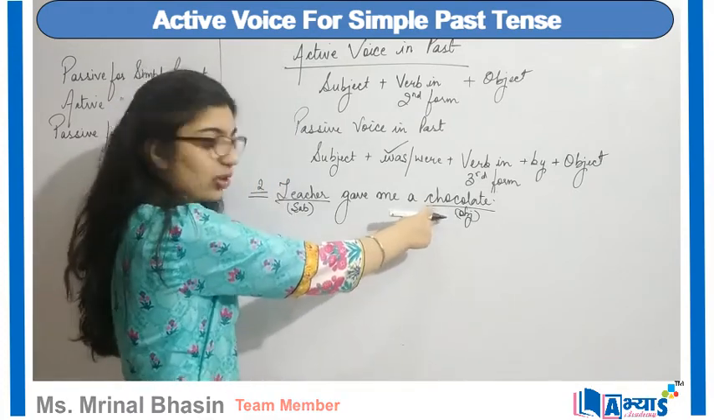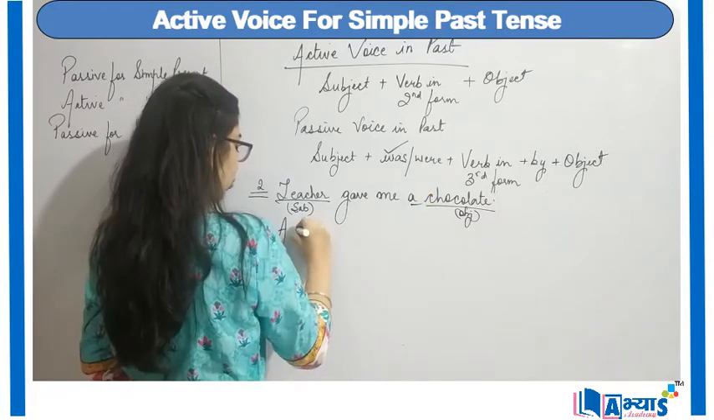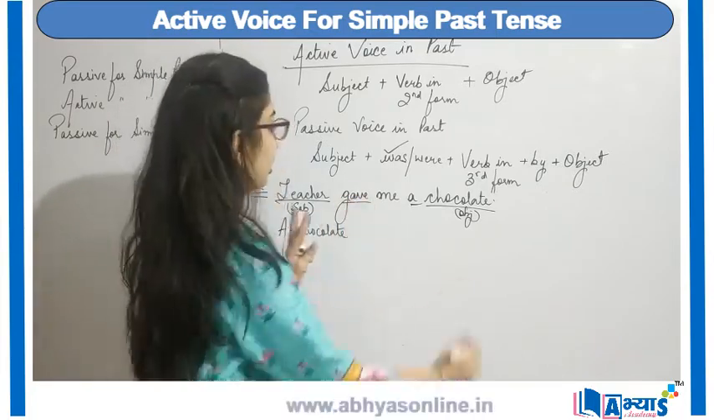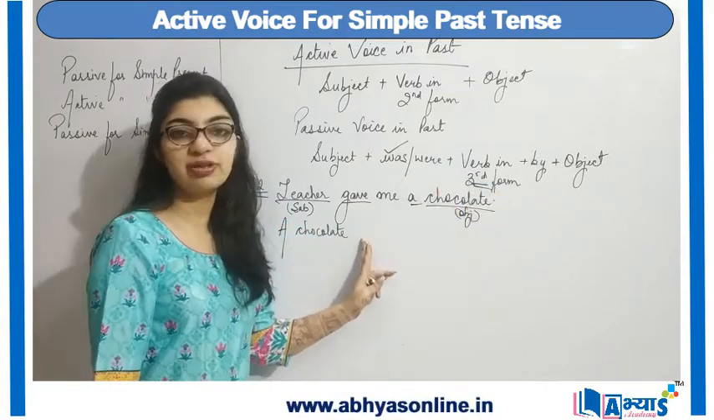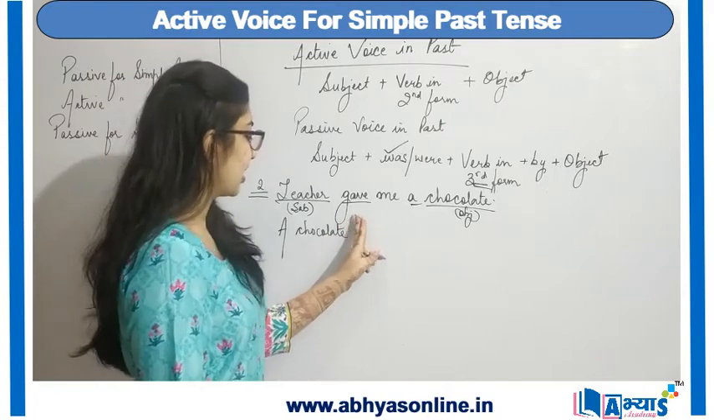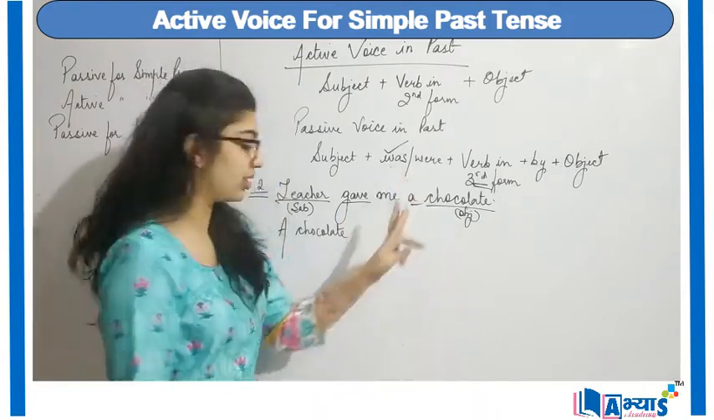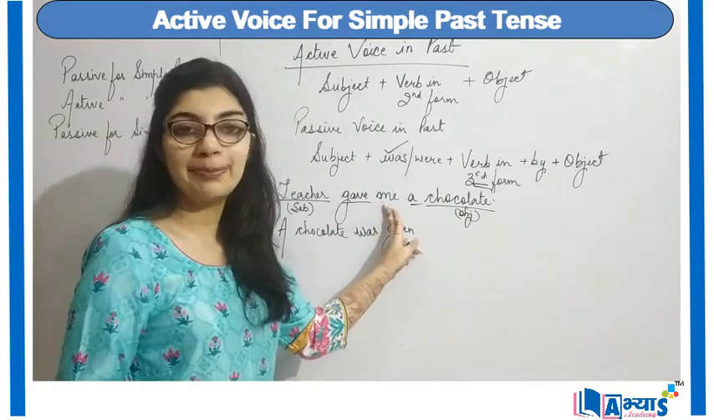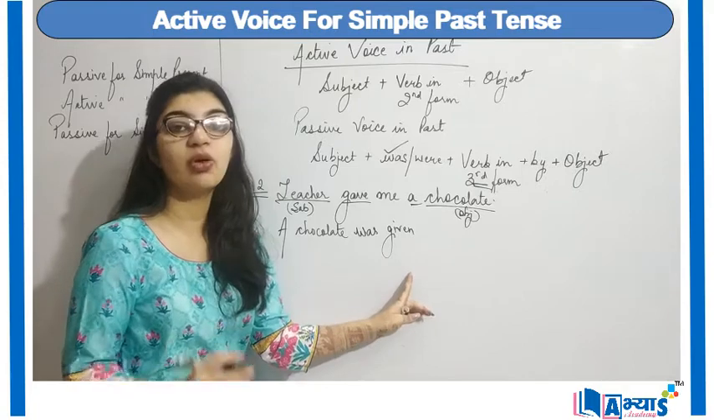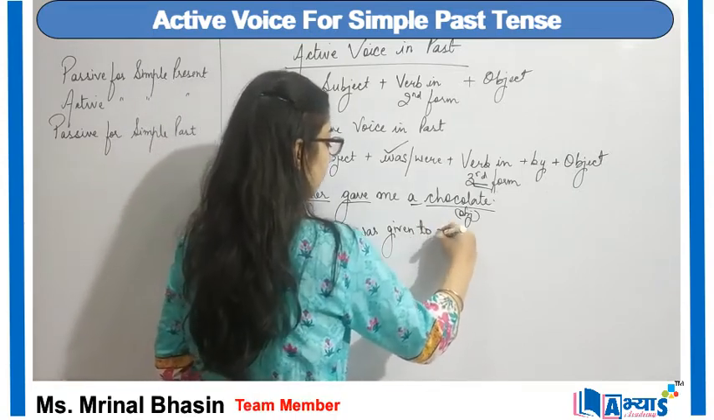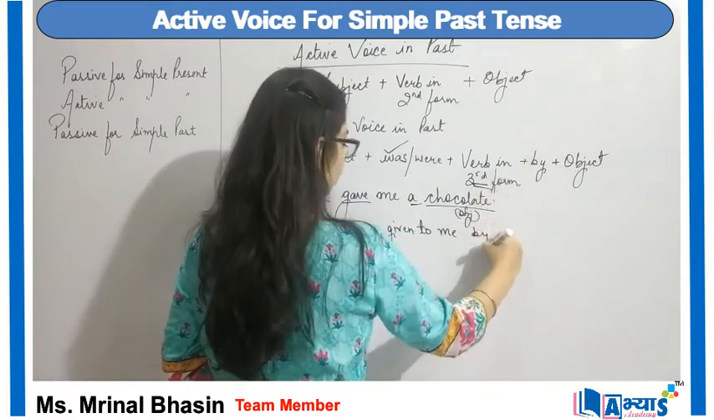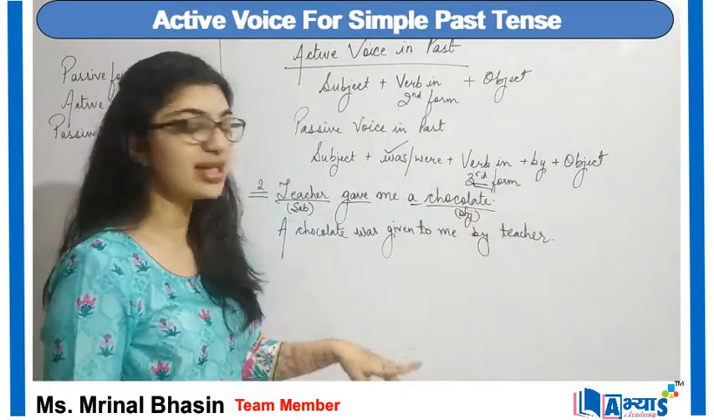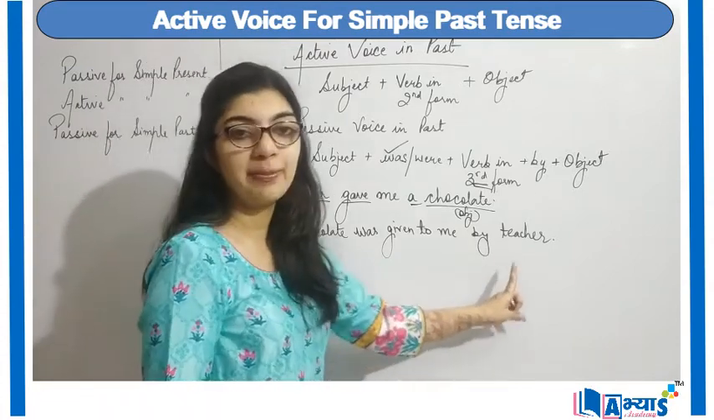So I will begin with chocolate and a. So a chocolate. Now gave in third form. Here I have to use third form. So gave in third form becomes given. But since there is only one chocolate, I will make use of was. So a chocolate was given me. And whenever you are writing given, it will always be to me. So it is given to me by teacher. So teacher gave me a chocolate. The passive sentence will be a chocolate was given to me by teacher.